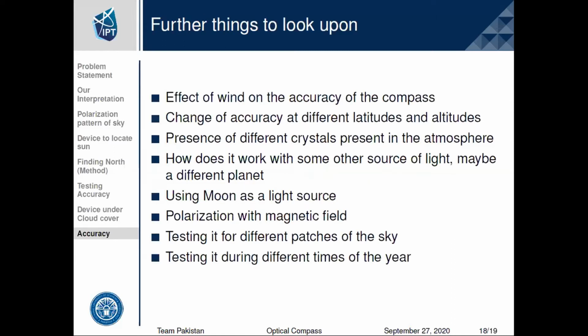Now further things which are interesting to look into are the effect of wind on the accuracy of the compass, change of accuracy at different latitudes, altitudes, and the presence of different crystals in the atmosphere. And also maybe find out how it works with some other sources of light, maybe a different planet, or using the moon as a light source, or polarization with a magnetic field, and testing it for different patches of the sky, actually quantifying the levels of polarization, and testing it during different times of the year. But because our device was left in the university, we were not able to look into these things.